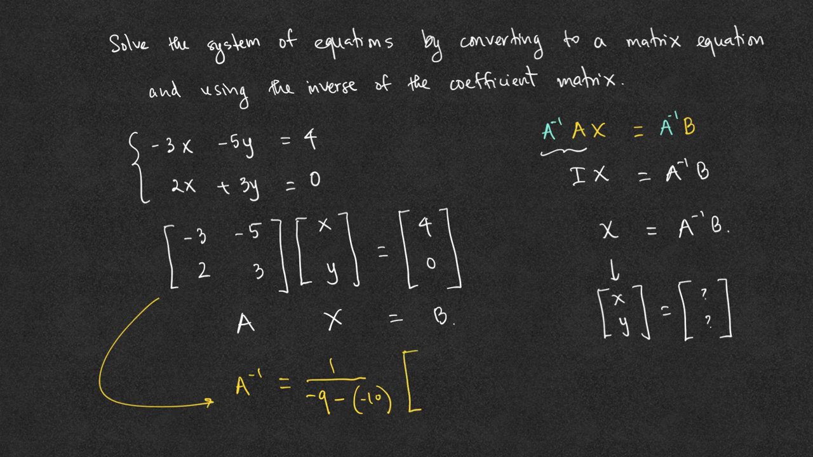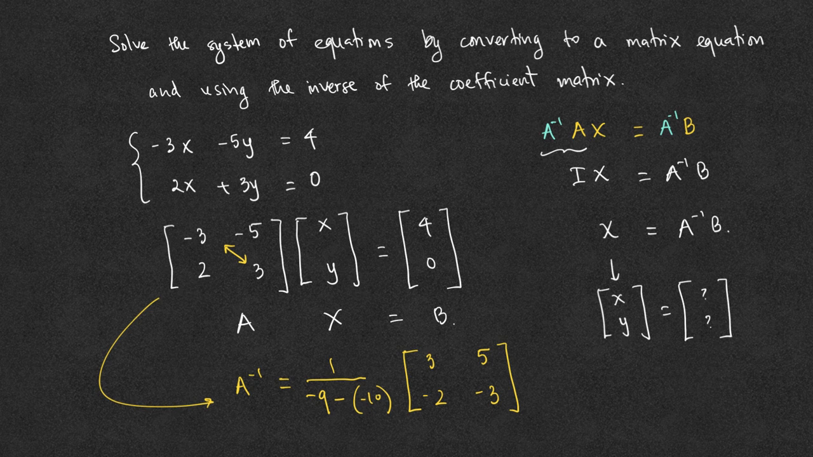Then we switch the positions of A and D, so 3 goes to the -3 position and -3 goes to the 3 position. We then negate B and C and keep them in the same position. -5 is now the negative of -5, so this is 5, -2. And this is the inverse matrix of the coefficient matrix.